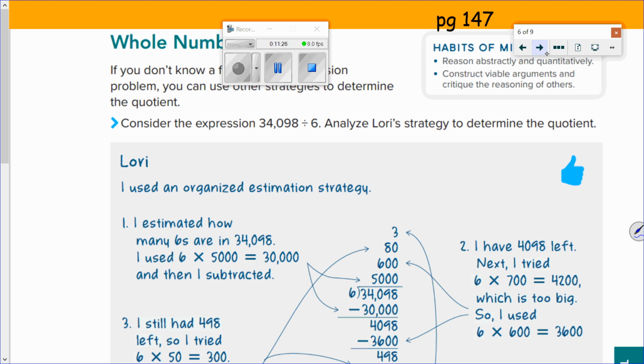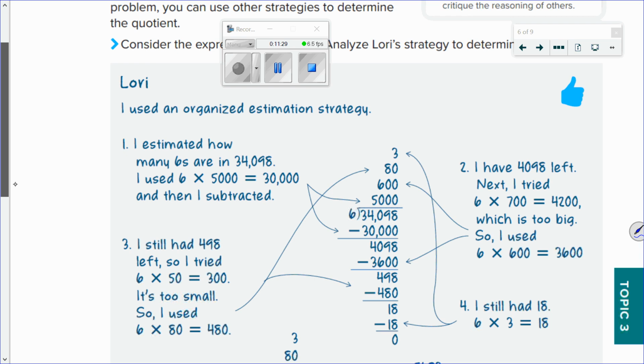And all they're saying is if I look at the division and just use estimation, I can start pulling pieces out that are going to get me closer to the answer. So they basically just start, and Lori said, I first estimated how many sixes are in 34,098. So she started with the fact of saying, okay, 6 times 5,000 is about 30,000. That's pretty close, right? So then she used her estimate, said it's about 5,000. She put that here. And then she subtracted the 30,000, which left her part of what is left. The part left was 4,098.